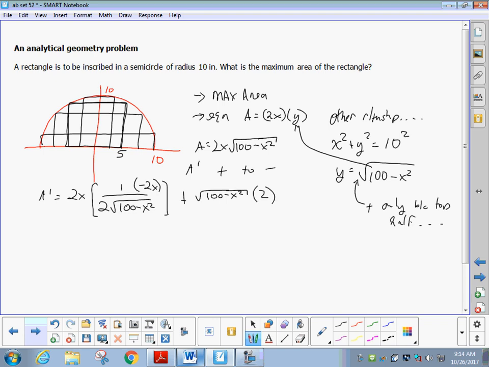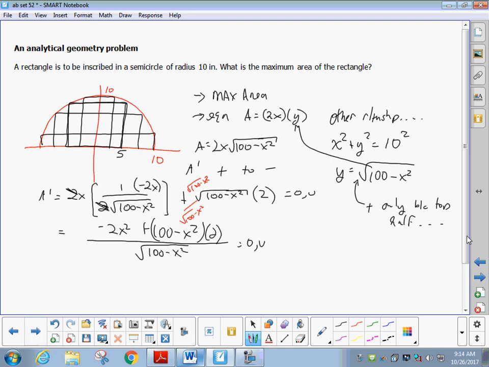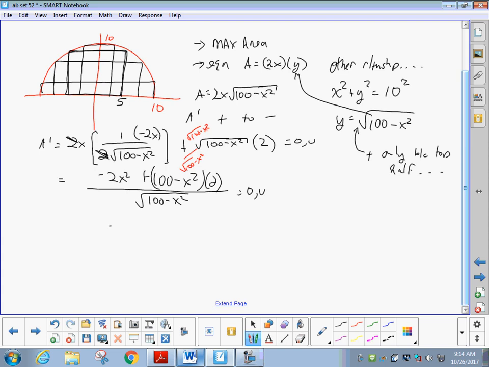All right? Again, I want to find critical numbers, so where this is 0 or undefined, let's get a common denominator. I can dump a 2 out, so that's not in the denominator. What is the denominator then? Root 100 minus x squared. The top becomes negative 2x squared. Now this guy, when you multiply by root 100 minus x squared to get the common denominator over itself, what does it become? 100 minus x squared times 2. Good point. Thank you. All right. So I get maybe negative 100 minus 4x squared over root 100 minus x squared, unless I made a mistake there.